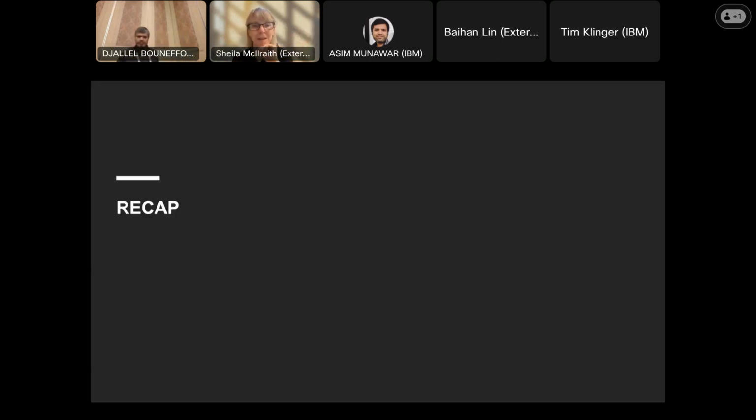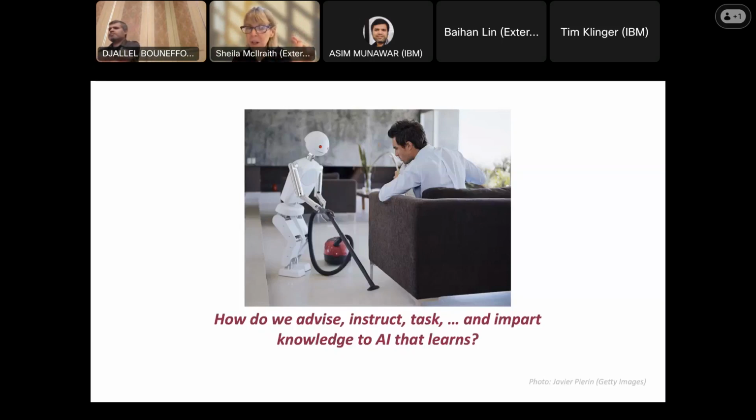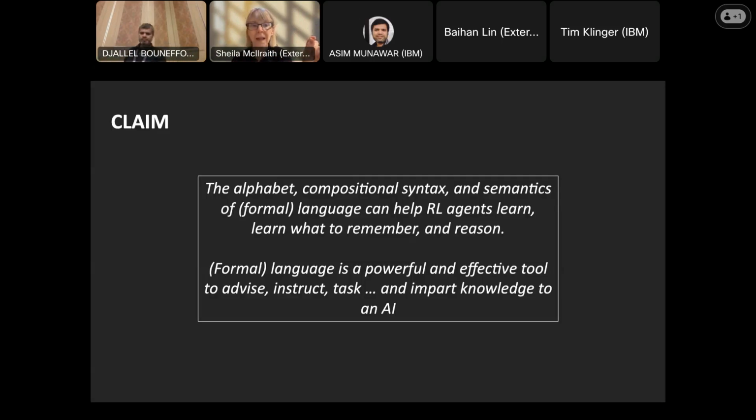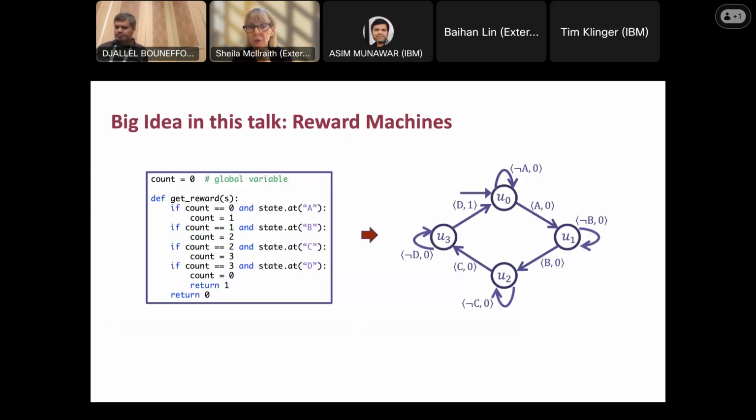So to recap, the question I asked was, how do we advise, instruct, task, and impart knowledge to an AI that learns? I talked about the challenges of reinforcement learning, reward specification, and sample efficiency. And my claim was that the alphabet and compositional syntax and semantics of formal languages, but really any languages, can help reinforcement learning agents learn what to remember, and reason. And that formal language is a powerful and effective tool to advise, instruct, task, and impart knowledge to an AI.